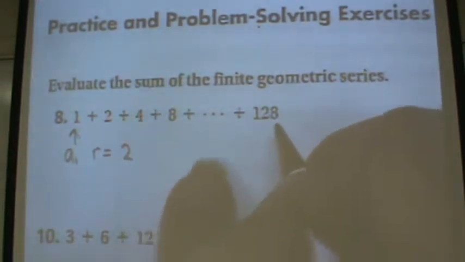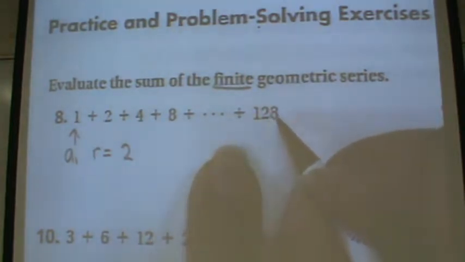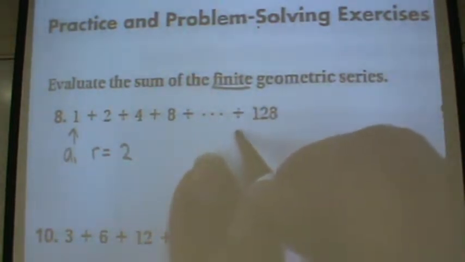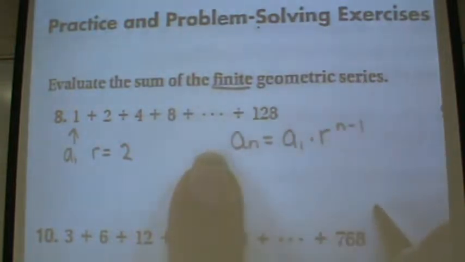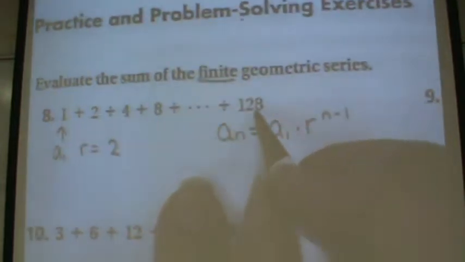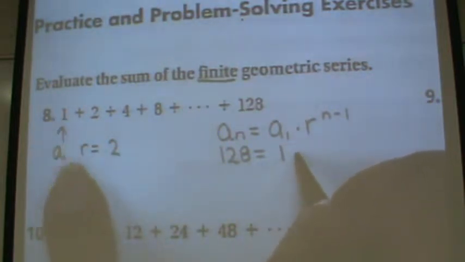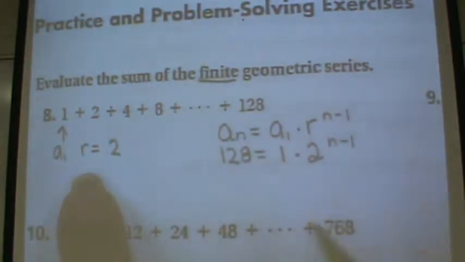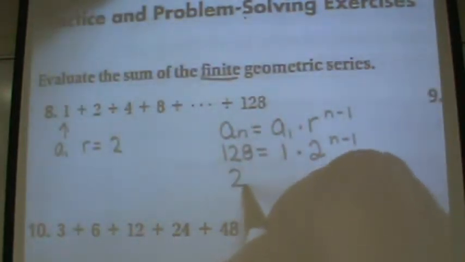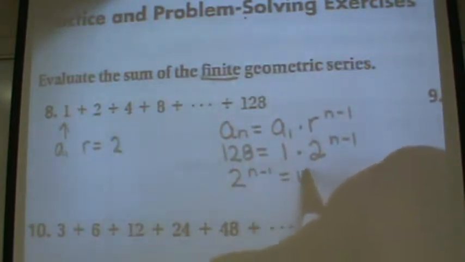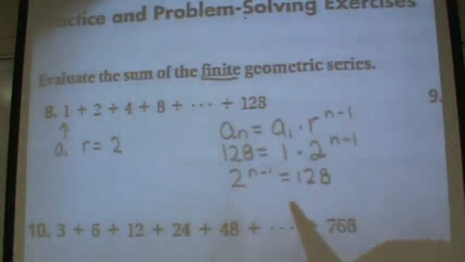We need to figure out what n is. How many terms of this finite series are we adding up? So I'm going to look at the formula. A sub n is the first term times r to the n minus 1 power. Well, a sub n is 128. First term is 1, r is 2, n minus 1. Because this is a 1, you don't need that. So what you have is 2 to the n minus 1 power is 128. Now I need to figure out what n is, because that's how many terms I'm adding up.